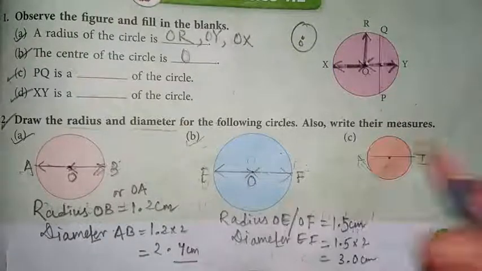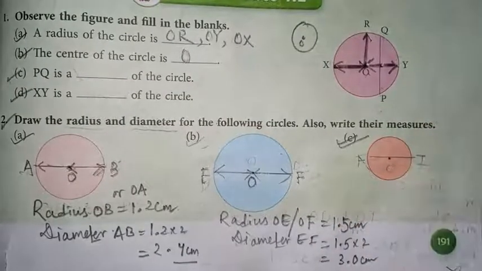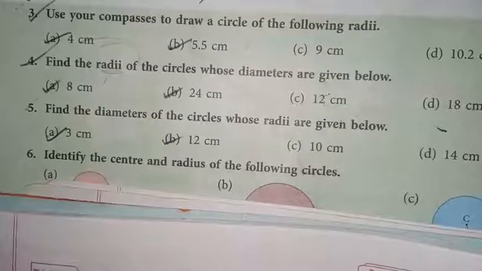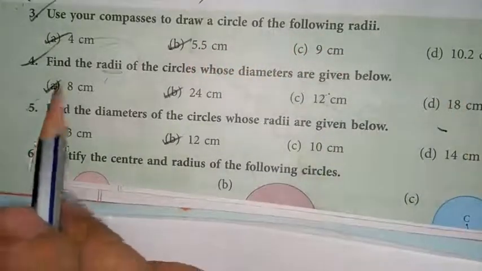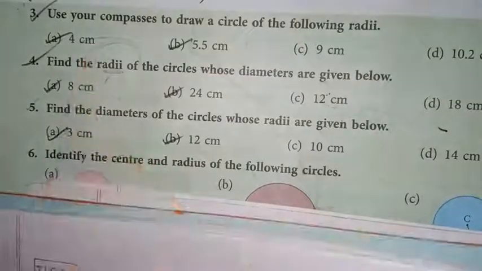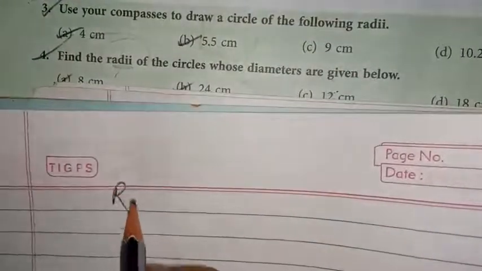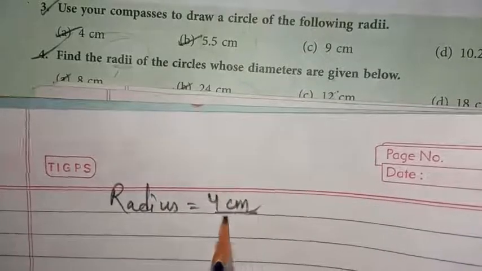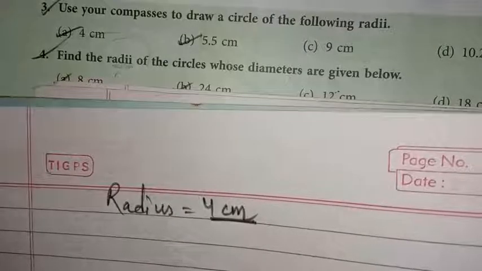All right, so the next one, number C, will be a home assignment. Do it and clear your idea. All right, so let's proceed to question number 3. Number 3, use your compass to draw a circle of the following radius. So the radius is given, and you have to make a circle of this. What is the first radius given? The first radius given is 4 centimeter, and with the help of this 4 centimeter, you have to make the circle.